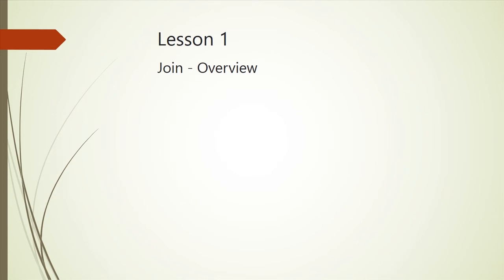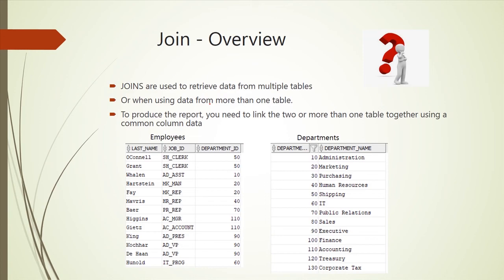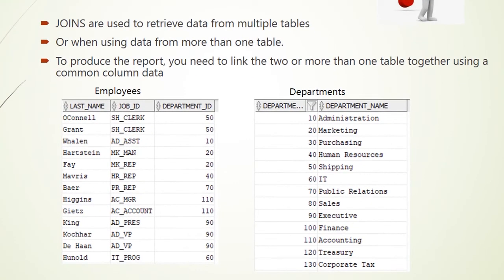In the first lesson we are going to learn what is join and why we need a join. Joins are used to retrieve data from multiple tables, or when using data from more than one table. So let's assume that you have two tables, employees table and departments table. In the employees table we have three columns: last name, job ID, and department ID, where departments table contains two columns, department ID and department name.